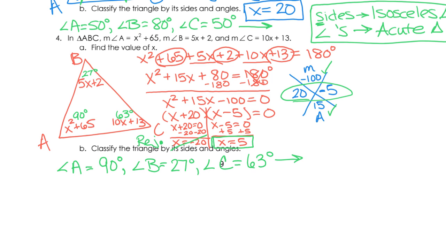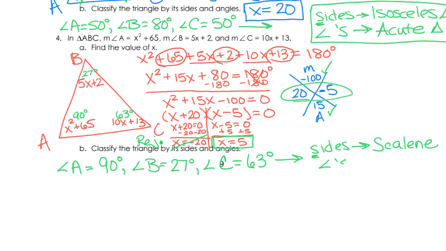And so now we can go ahead and say, all right, based on its sides, remember S for sides, S for scalene, isosceles, and equilateral. Equilateral, all three sides would be equal. Isosceles, two would be equal. And therefore, this is no angles equal, no sides equal. This is known as scalene.